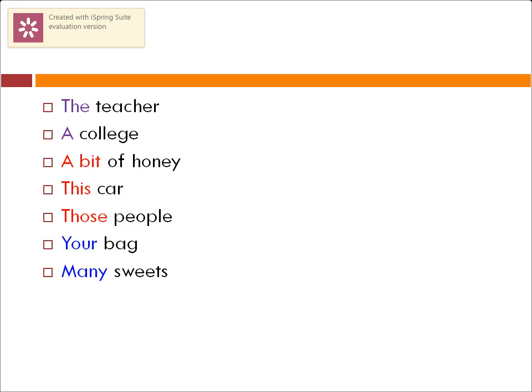Look at these little phrases. The teacher, a college, a bit of honey, this car, those people, your bag, many sweets. What do you observe? Each of the nouns in the phrases is preceded by a little word which is acting like an adjective and telling us something about the noun. Though it may not be about the quality of the noun, they surely give us some important message about the noun.